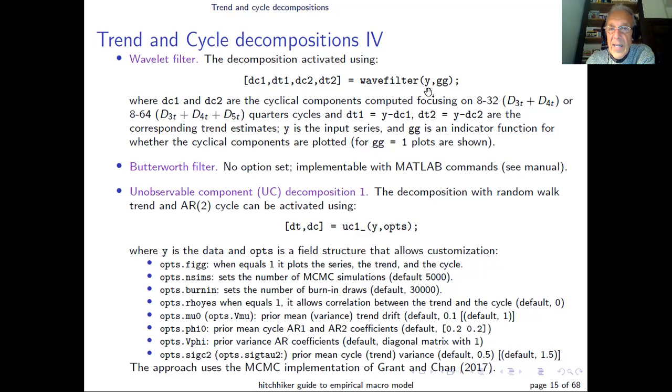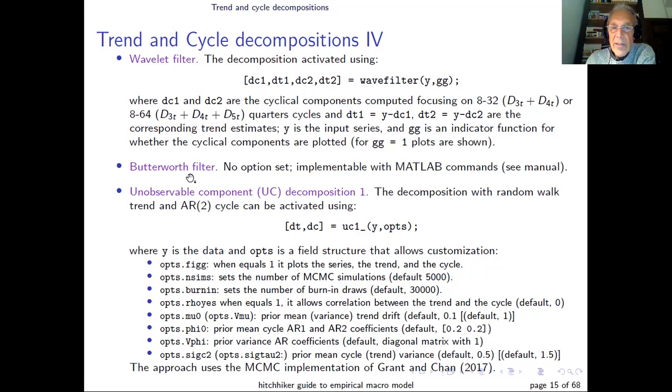The inputs are the data, Y, and GG is a usual indicator function for plotting the data. There are two types of outputs out of this function. There's going to be cycle and trends computed in two ways. One is using 8 to 32 quarters cycles, and that will be the case where you sum up what is called D3 and D4, or 8 to 64 quarters cycles, which you sum up D3, D4, and D5. And the trend that you are computing is correspondingly the difference between the actual time series and the cyclical component.